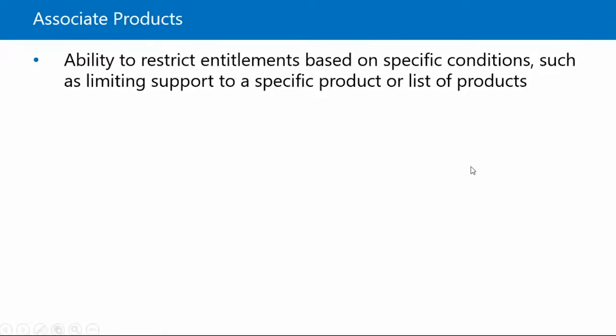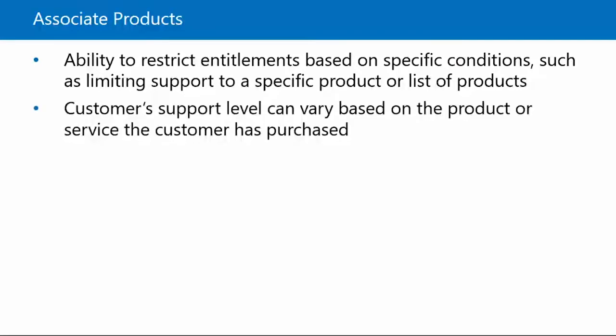We know that you can specify the amount of support in terms of support hours or number of cases. In Microsoft Dynamics 365, you also have the ability to restrict entitlements based on specific conditions, such as limiting support to a specific product or to a specific list of products. The customer support level can vary based on the product or the service that the customer has purchased. So customers who have purchased different products can be entitled to different support levels.